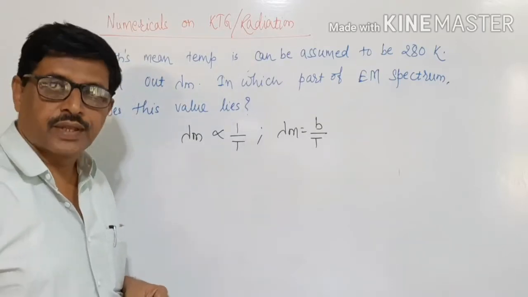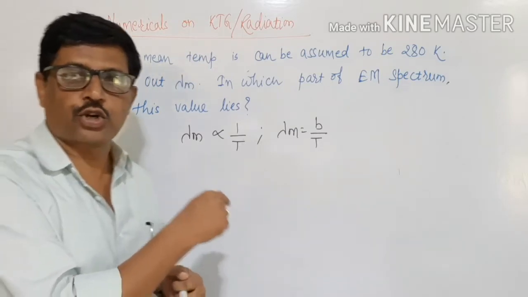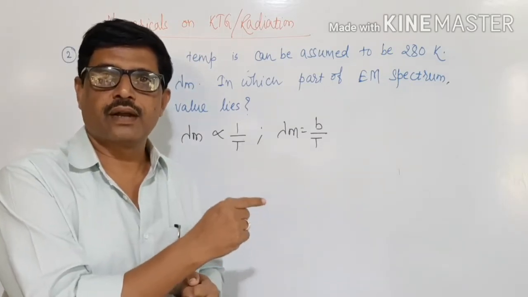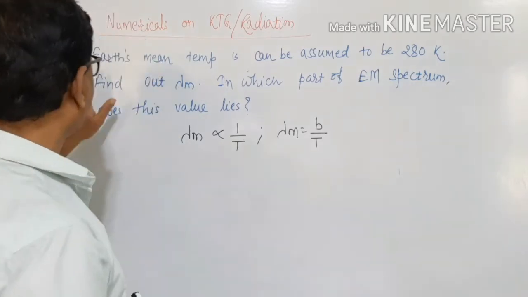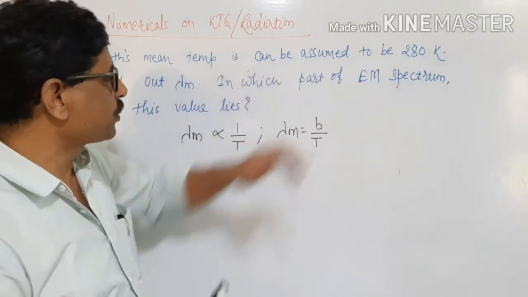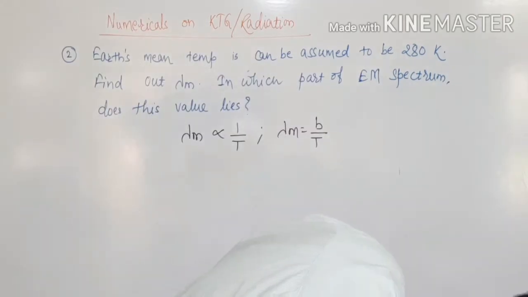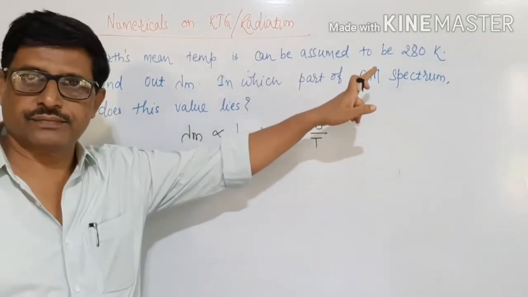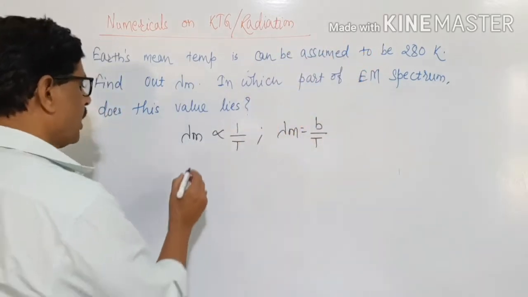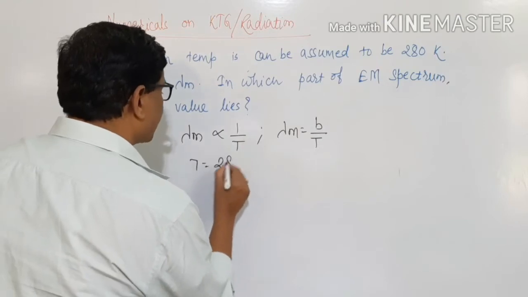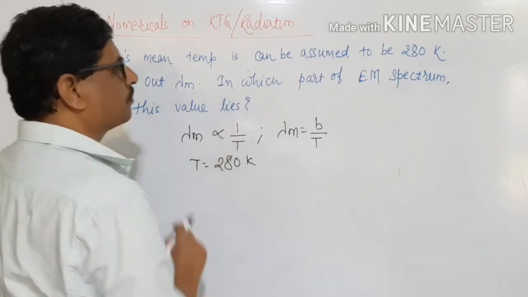This is the Wien's displacement law, and the problem here that we have written on the board is to be solved from the Wien's displacement law. For that, what we will do? Now, Earth's mean temperature is assumed to be 280 Kelvin. Therefore, capital T is equal to 280 Kelvin. Find out lambda m.